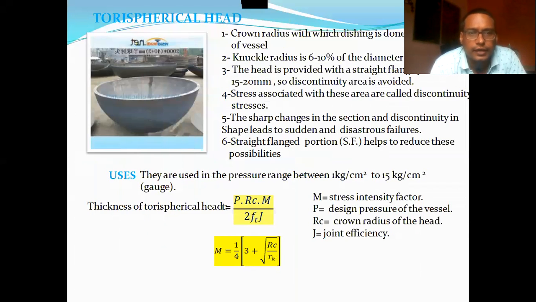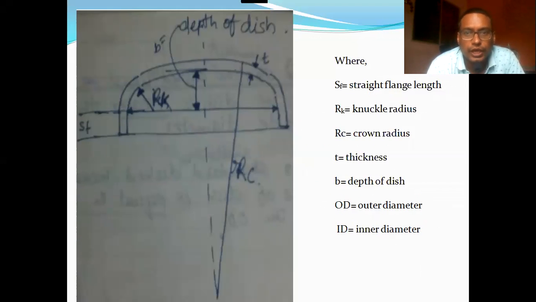The toruspherical head is the most commonly used head. Now this incorporates the crown radius. Crown radius is nothing but the dish radius, the curvature provided to the dish, the main curvature. And second is the knuckle radius, RK. This is the curvature provided towards the edges.